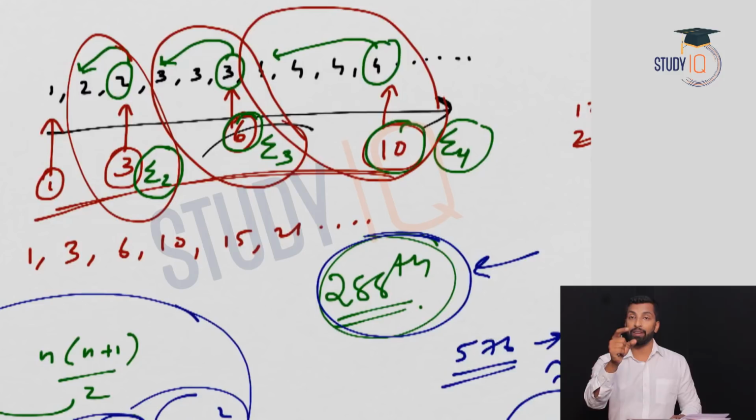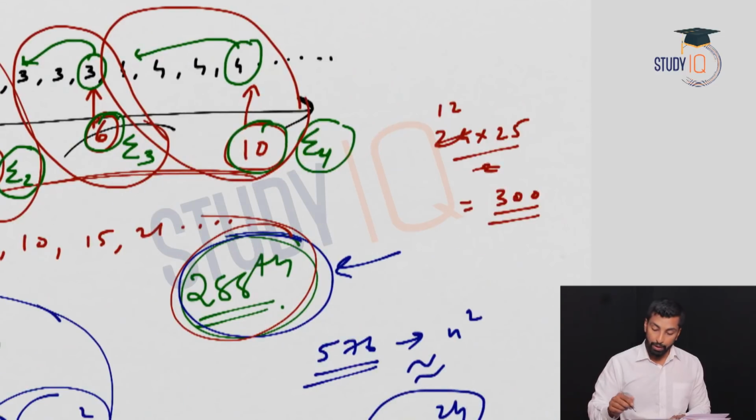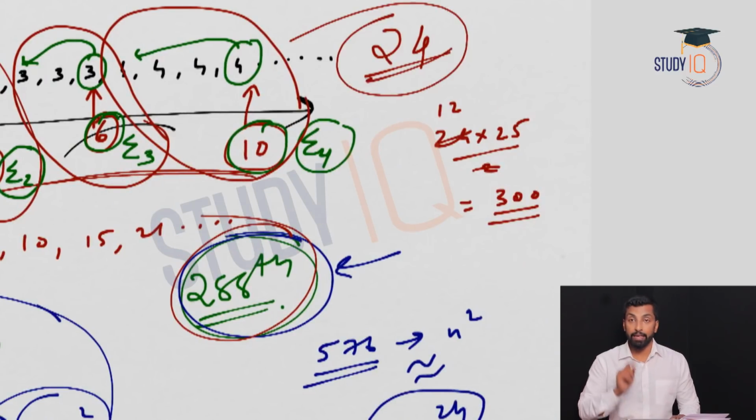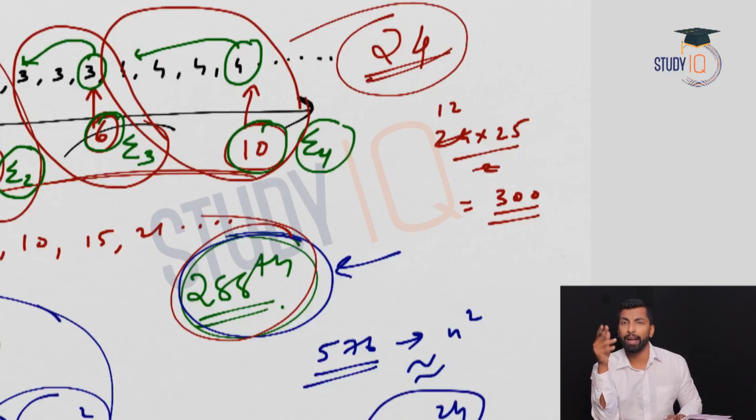That means 277, 278, 279, 280, 281, 282 up to the 300th term will be 24. 24 terms are 24, and what is asked is the 288th term. Obviously, this will be 24, because the 300th term is 24, previous 24 will be 24. So instead of 288, if I ask you 280, still it is 24. If I ask you 285, 290, 291, 292, 295, 297, 299, 300 for that matter, 24.